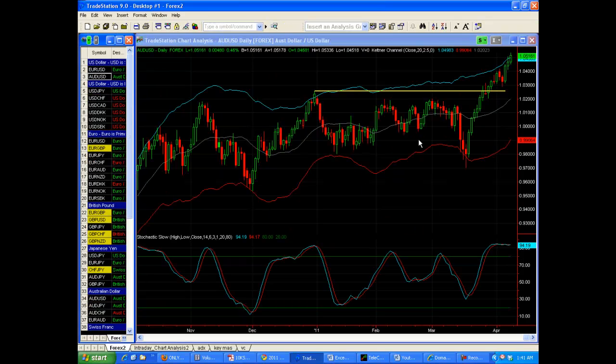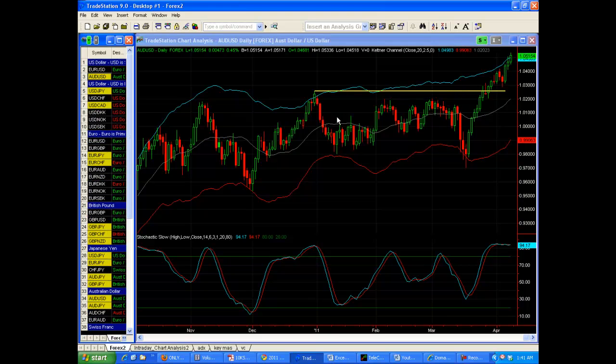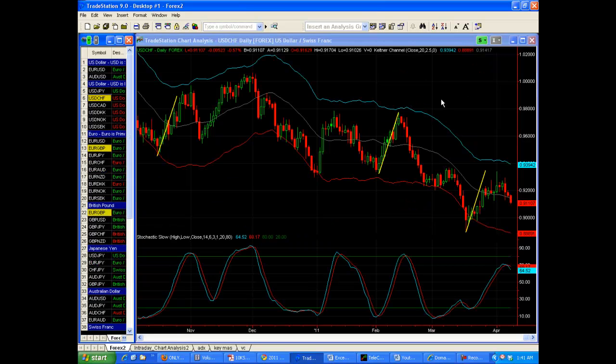The Aussie dollar continuing to move higher, poked out of the Keltner on Thursday, came back in, but out above it now. Still think that this may be a little stretched here, but no pattern to short. So, gonna step aside until this sets up a pattern.